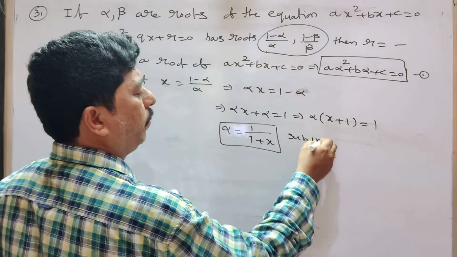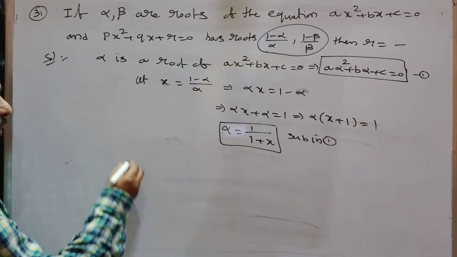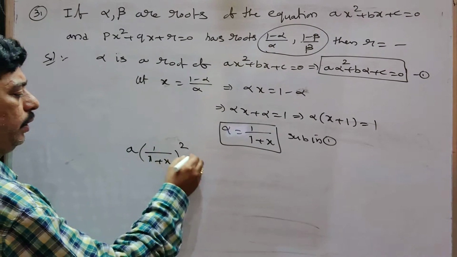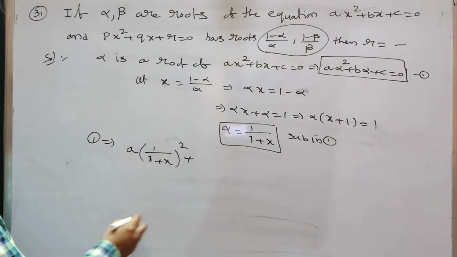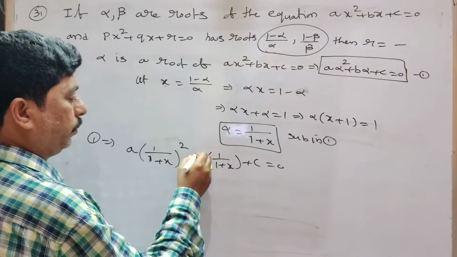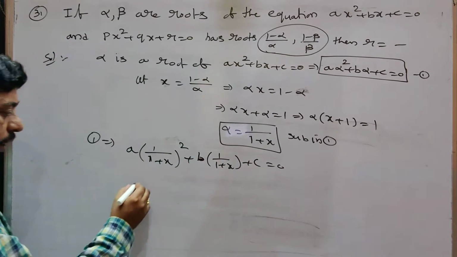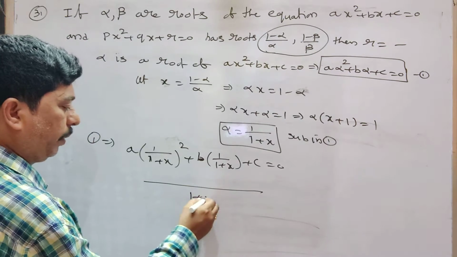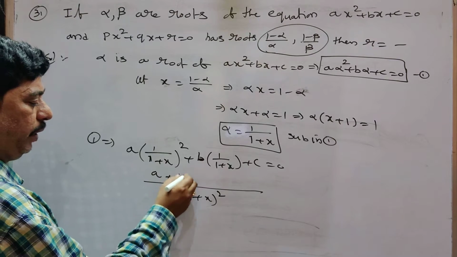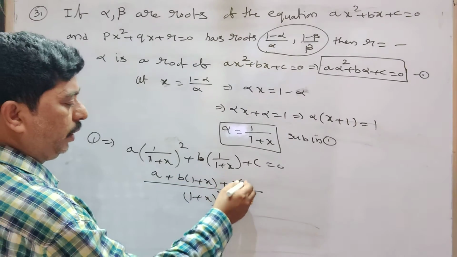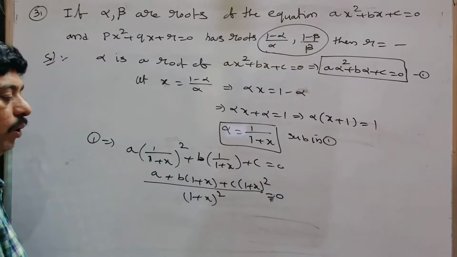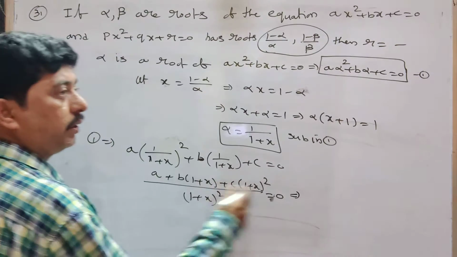Substituting that in equation 1, we get a into 1 by 1 plus x whole square plus b into 1 by 1 plus x plus c equal to 0. Take the LCM, 1 plus x whole square. So a into 1 plus b into 1 plus x plus c into 1 plus x whole square equal to 0.